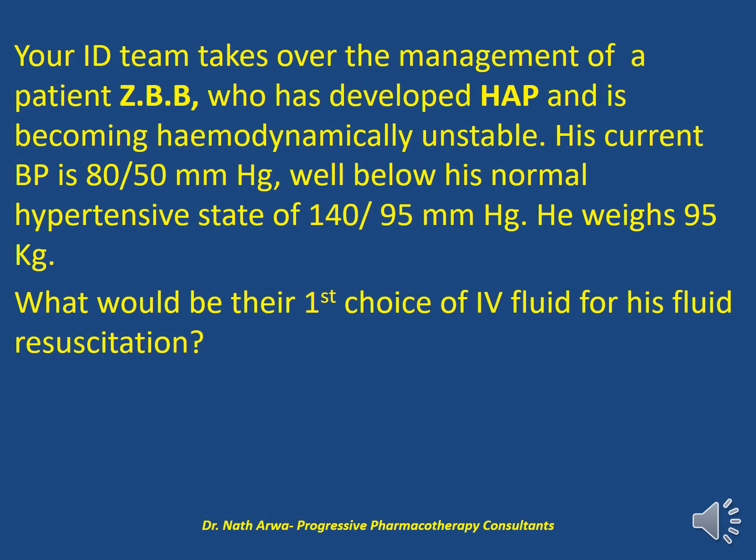Your infectious disease team takes over the management of a patient by the name ZBP who has developed a nosocomial pneumonia and is becoming hemodynamically unstable. His current blood pressure is 80/50, well below the normal hypertensive set. Remember, before admission he was hypertensive and his pressure was averaging 140/95, and he weighs 95 kilos. So what would be the first choice of IV fluid for fluid resuscitation in ZBP?